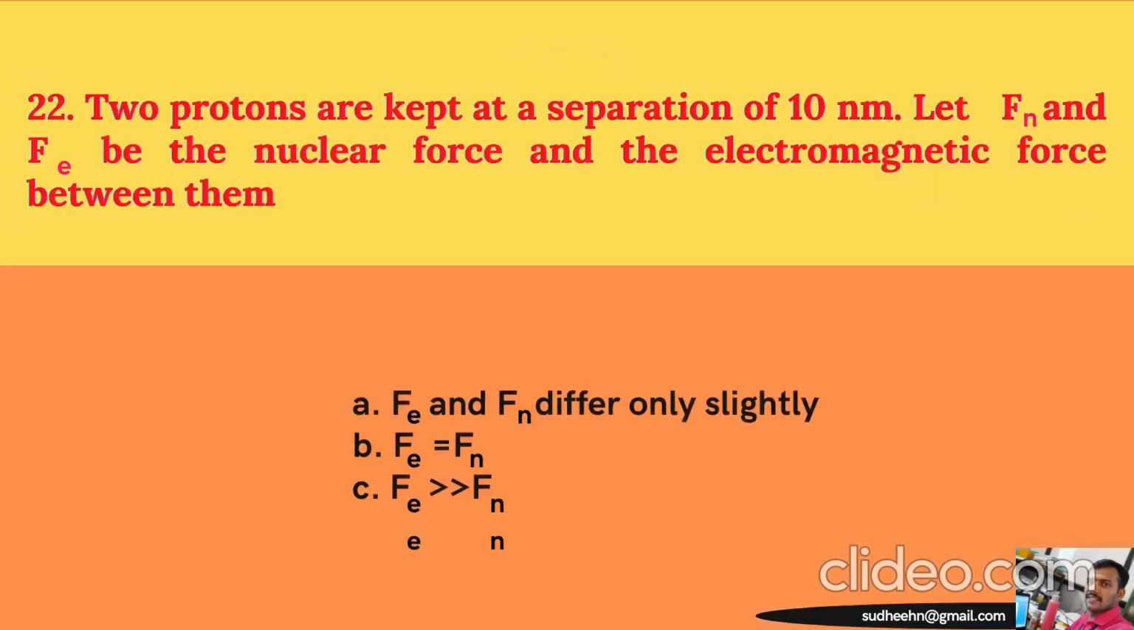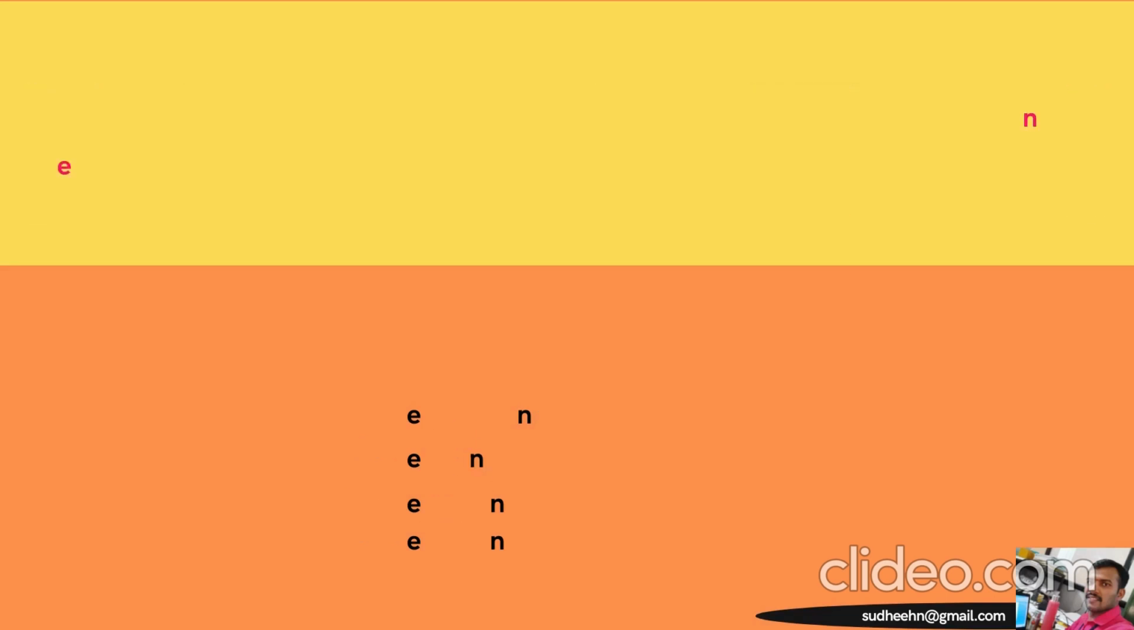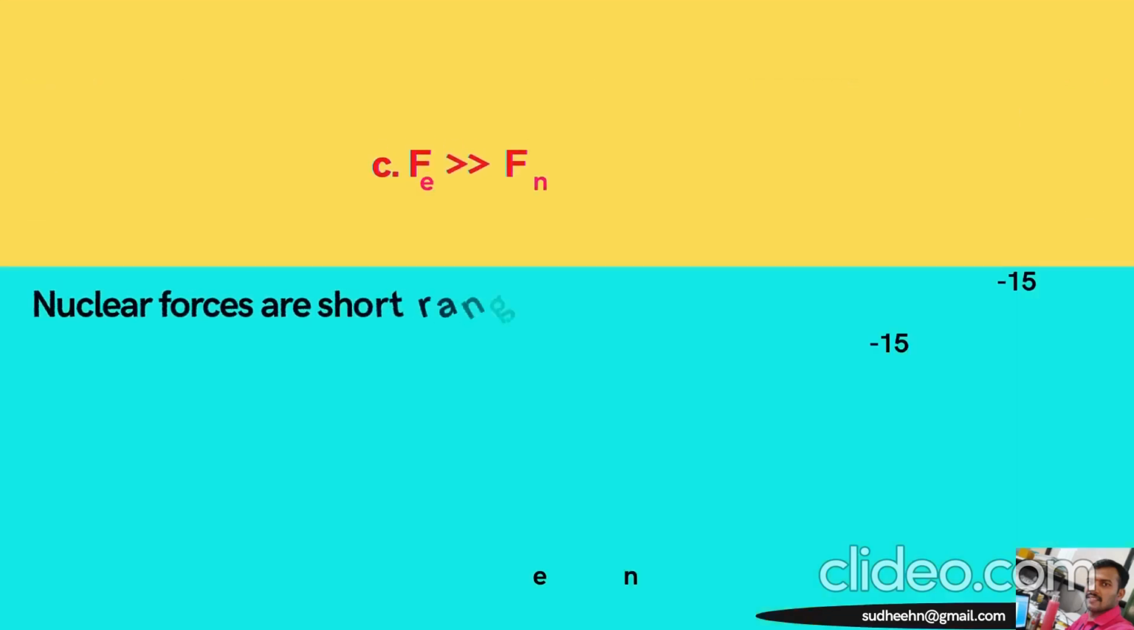Next question, question number 22. Two protons are kept at a separation of 10 nanometer. Let Fn and Fe be the nuclear force and the electromagnetic force between them. Option A, Fe and Fn differ only slightly. Option B, Fe is equal to Fn. Option C, Fe is much greater than Fn, and option D, Fe is much less than Fn. And the right answer is option C, that is Fe is much greater than Fn.